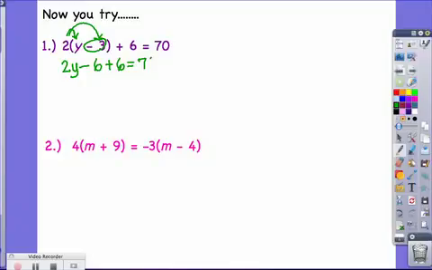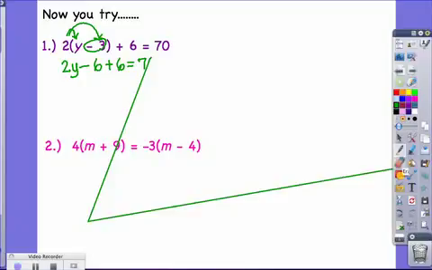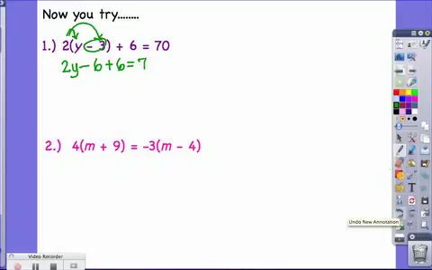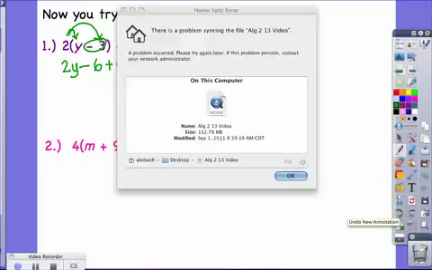And now we can combine like terms. The negative 6 plus 6 equals 0. So I'm left with 2y equals 70. Divide both sides by 2, and we're left with y equals 35.